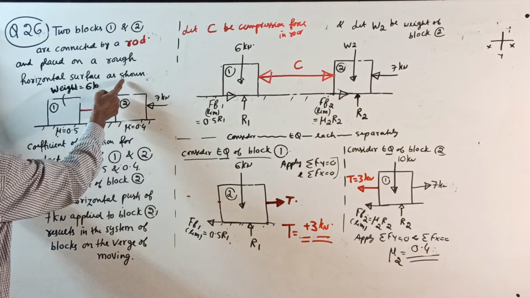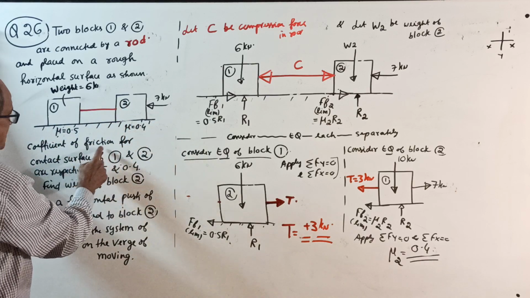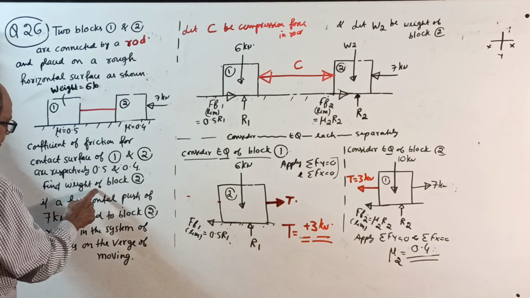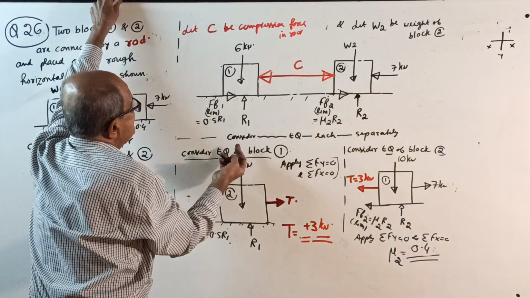Plate on the rough horizontal surface as shown. This is 6 kilonewton. That weight is not known. Coefficients for the bonded surfaces of 1 and 2 are respectively 0.5 and 0.4. Find the weight of block 2. Okay, correct. Now 6. Now see.